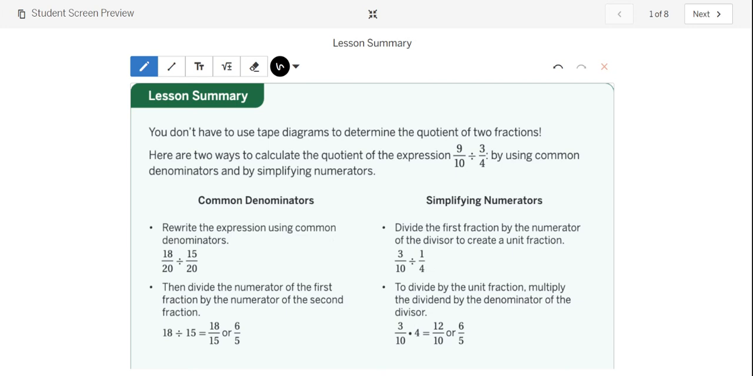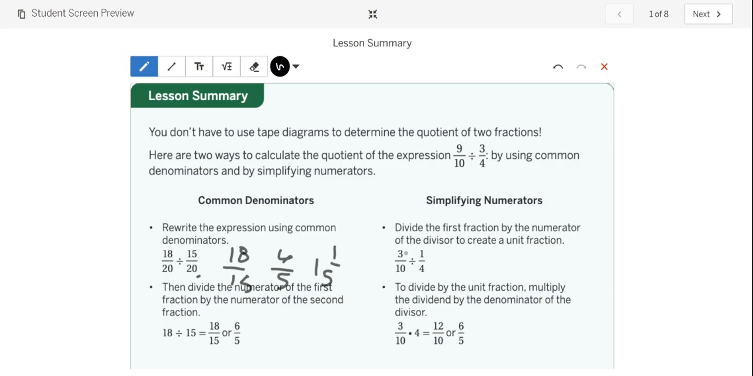Video, we did more of the same. If the denominators are the same, you can divide just straight across, and you get 18 over 15, and then you would simplify that. 18 divided by 3 is 6. 15 divided by 3 is 5. I get 6/5 or 1 and 1/5.